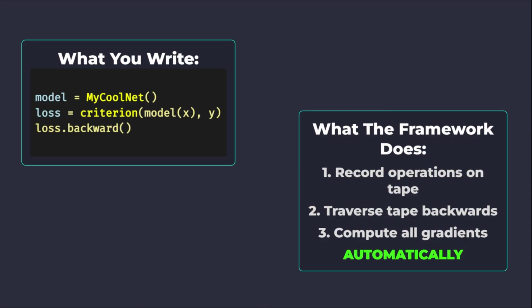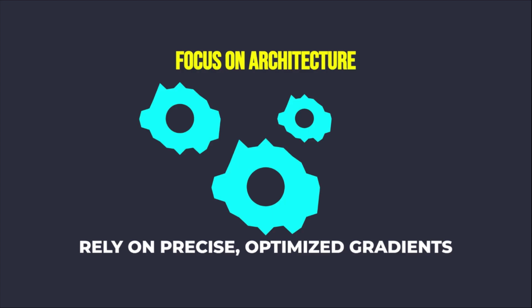The user defines the forward computation, and the framework automatically generates the corresponding backward computation, based on the principles of reverse-mode automatic differentiation. This abstraction allows researchers and engineers to focus on model architecture while relying on mathematically precise and highly optimized gradient calculation.